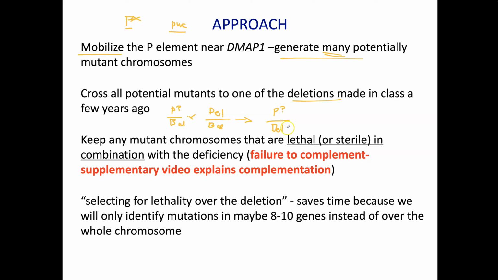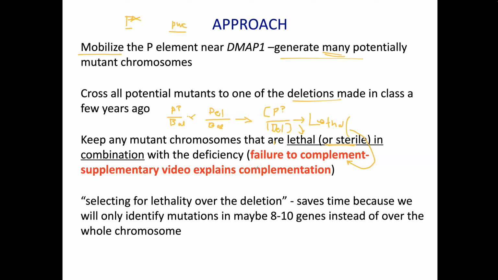If there's no DNA in the DMAP1 region here, and this has a P-element insert, we're hoping that we're going to see lethality. We're not going to see those flies that don't have the balancer. Or if we see them, they're sterile, because we have some evidence that making a mutation in DMAP1 should lead to sterility. If this is lethal or sterile, that is called failure to complement.